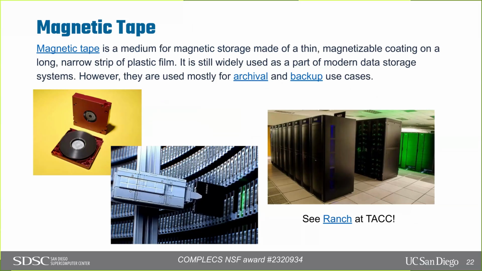And yeah, magnetic tape. Magnetic tape is kind of exactly what it sounds like. It's just a big drum of magnetic tape that people still store lots of data on, and it's still pretty important in the storage hierarchy in HPC. It's really used for archival and backup use cases. Even in ACCESS, you have access to Ranch at TACC, which I think is still an allocatable system. If you need tape backup for your data, that's the largest one in the NSF ACCESS system that I'm aware of.